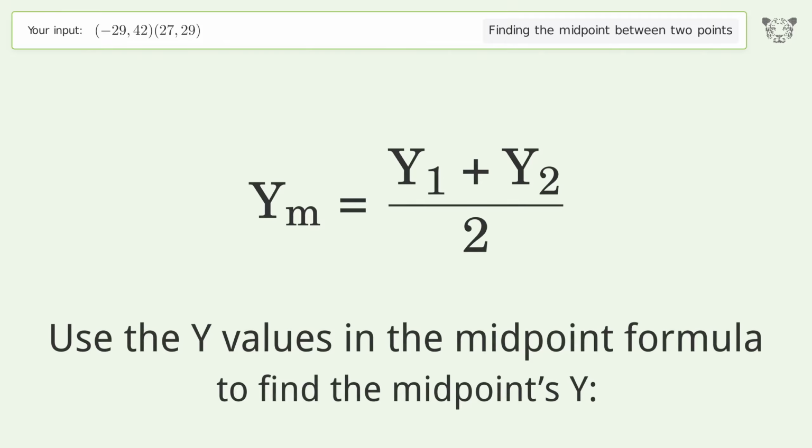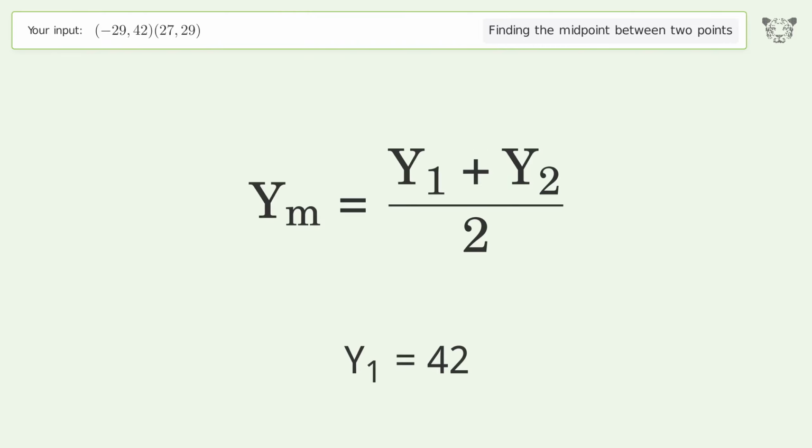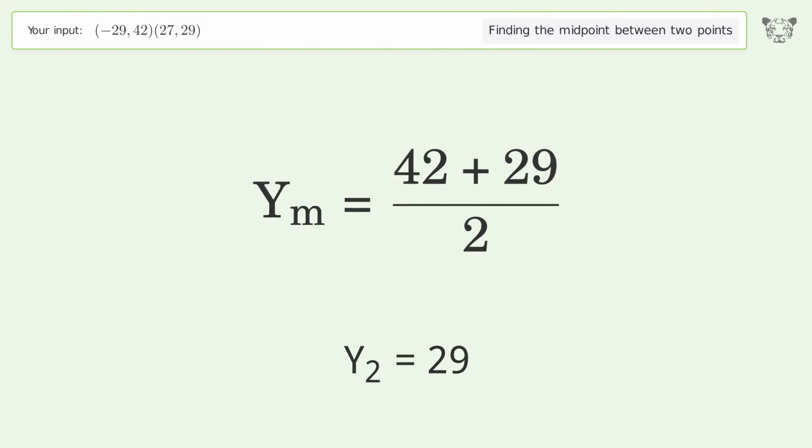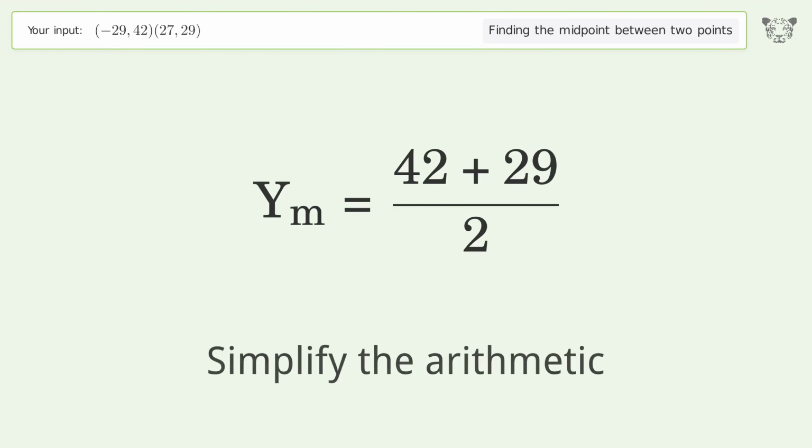Use the y values in the midpoint formula to find the midpoint's y. y1 equals 42. y2 equals 29. Simplify the arithmetic.